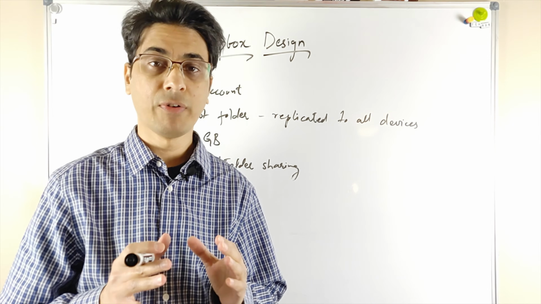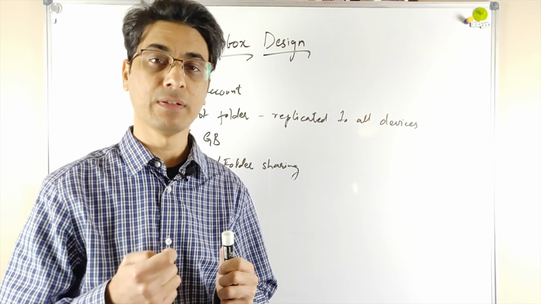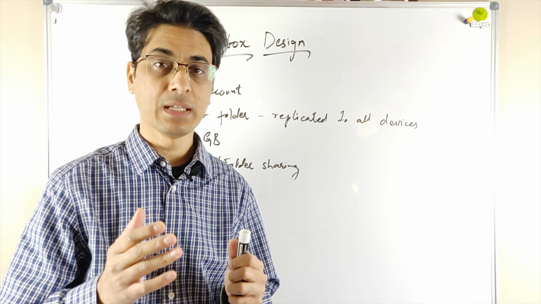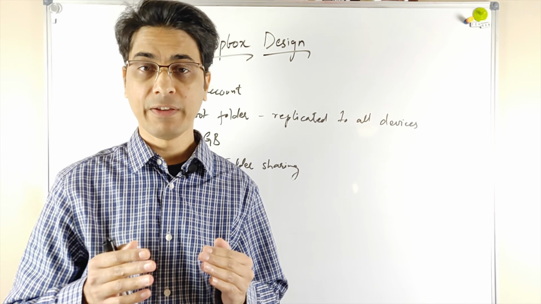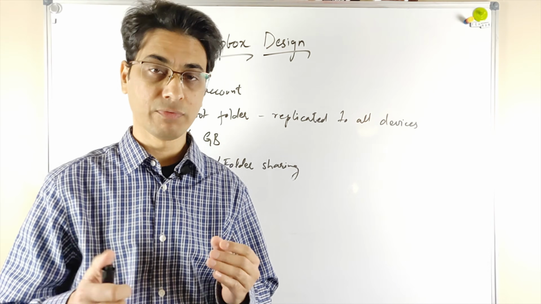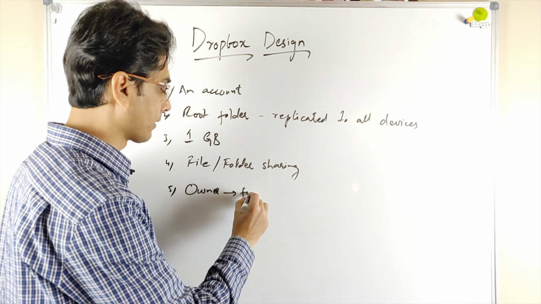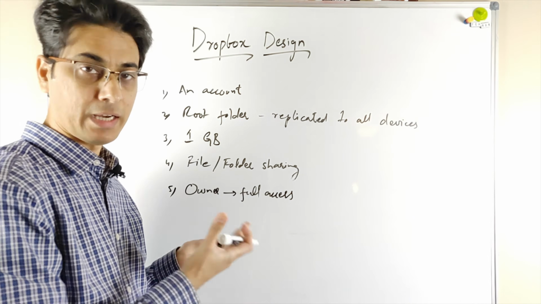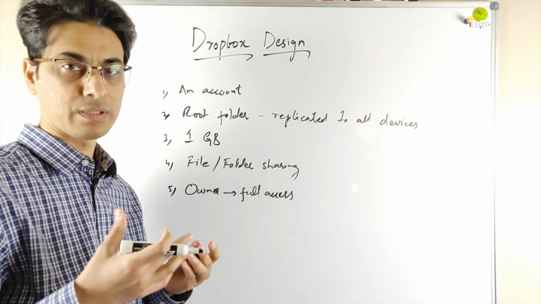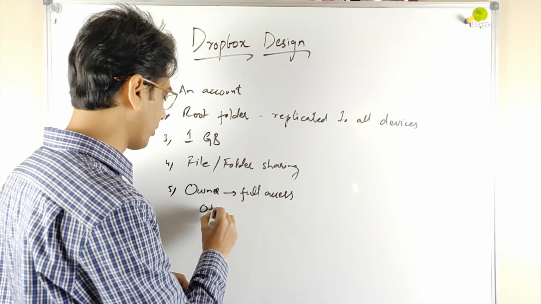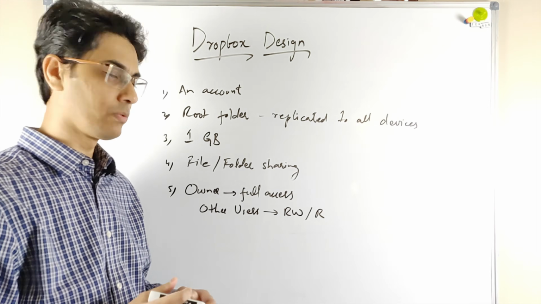So the original owner of a file or a folder has read-write access to it, and he is also the one who can actually share the files and folders with other users. A user can only share a file or folder which he owns. A user cannot share a file or folder with other users if he is not the original owner of that file or folder. So the owner has full access, and what full access means is he can read and write the files, and he can share the files, while the other users can have just read-write or read-only. So other users can have either read-write or just read-only access to the files and folders.